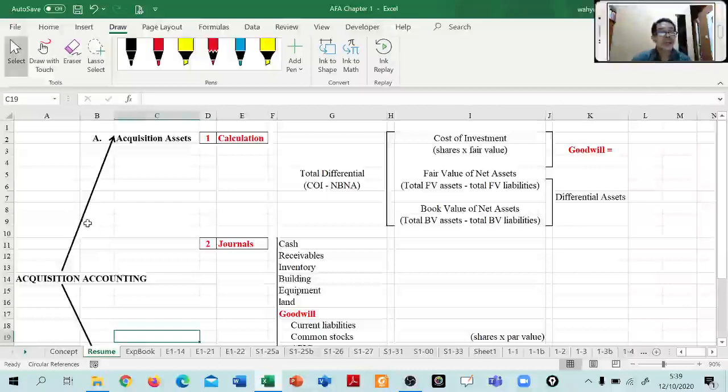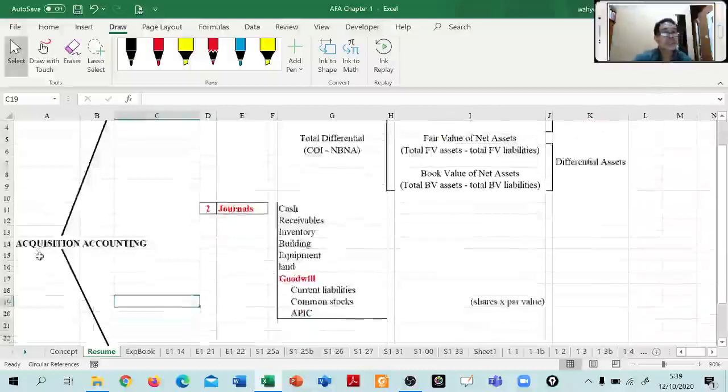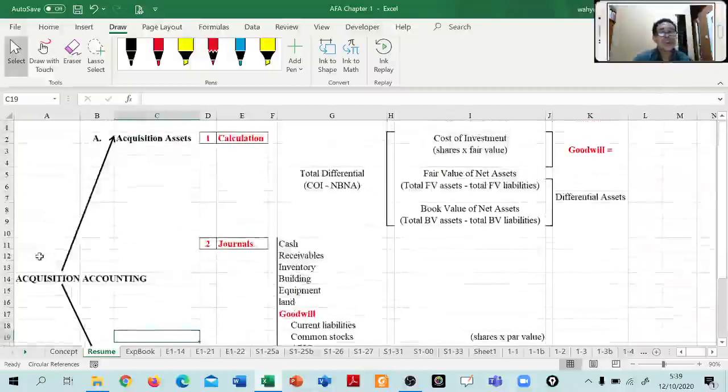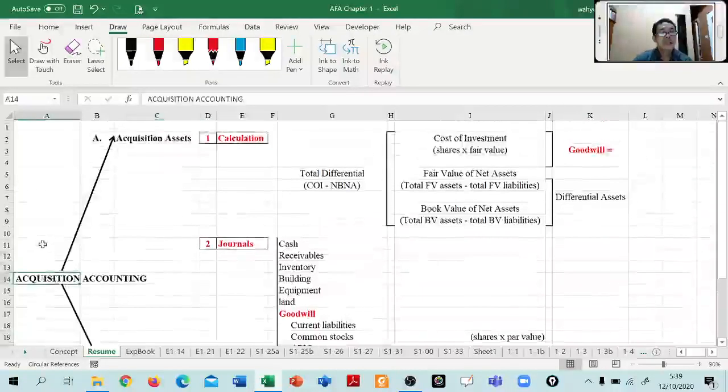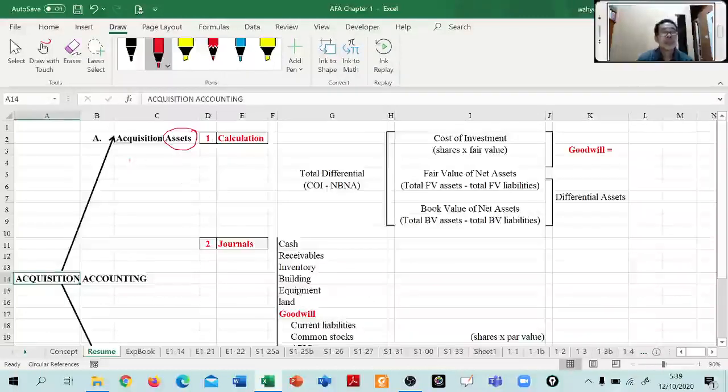Okay, let's go to chapter one, section of accounting calculation. I have made a resume of the accounting of business combination. The first is acquisition of asset. If you meet a question about acquisition of asset, you have to do the calculation first, and then make a journal.